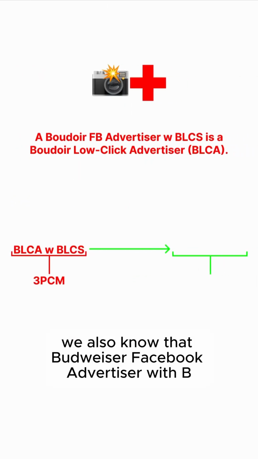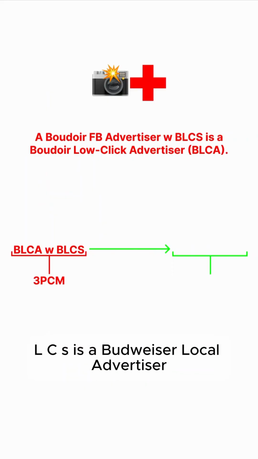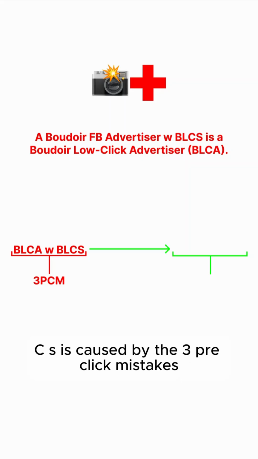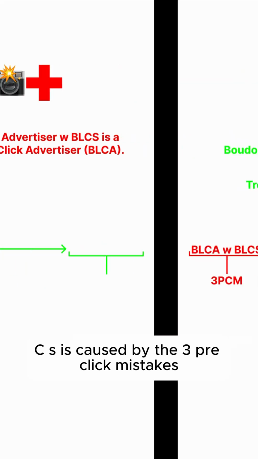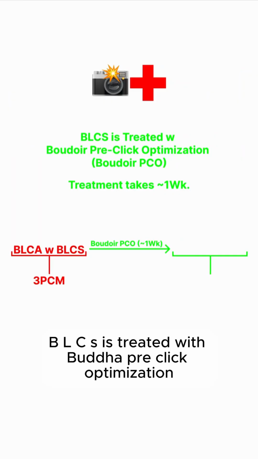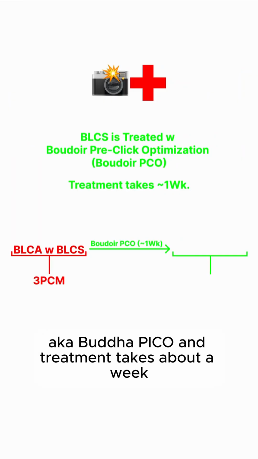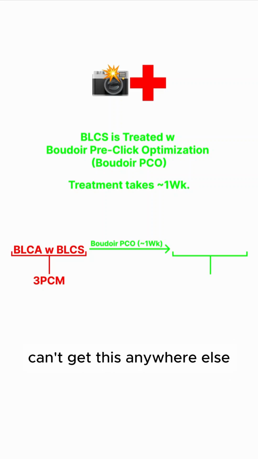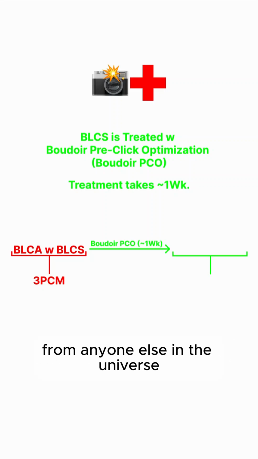We also know that a Boudoir Facebook advertiser with BLCS is a Boudoir low click advertiser, BLCA. So, building our universe here, we got a BLCA with BLCS caused by the 3 pre-click mistakes. Solution: BLCS is treated with Boudoir pre-click optimization, aka Boudoir Pico, and treatment takes about a week. And we know this because we invented it. Can't get this anywhere else from anyone else in the universe.